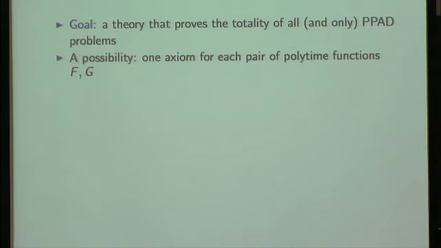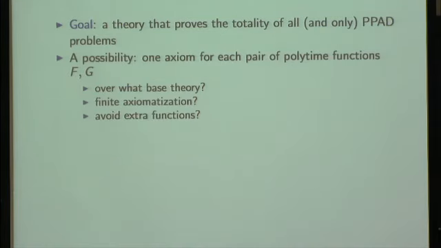So here's one possibility. We can introduce polytime functions f and g as before, and introduce one axiom for each such pair. This axiom simply says that for the source or sink problem defined by f and g, there exists a solution. But then the next question is: what is the base theory that we are using for basic reasoning? Is the new theory finitely axiomatizable? And how do you avoid adding extra functions?